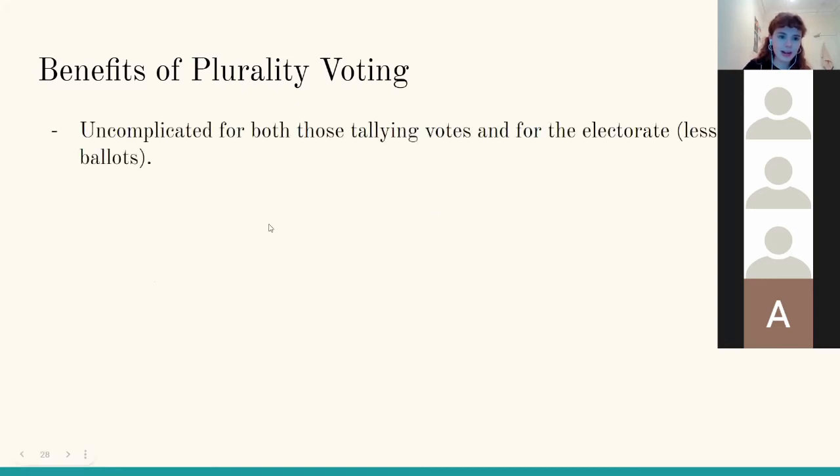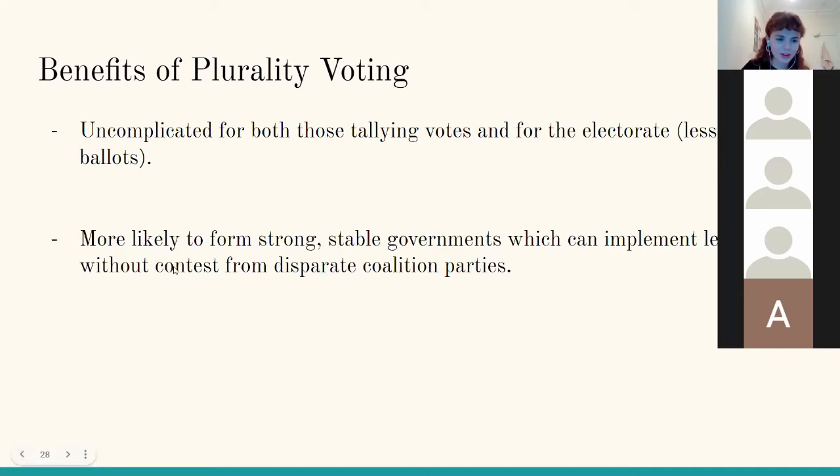Okay, so benefits of plurality voting: it's uncomplicated for both those tallying votes and for the electorate. So you have less dual ballots. Some people get very confused by ranked choice voting, which, especially if it's a new thing, maybe you can understand why that would be confusing. You're more likely to form strong, stable governments which can implement legislation without contest from disparate coalition parties. This is probably the most important benefit and the one that you should remember if you're trying to do a debate about it. The examples that you use for this, again, are places like Italy that just end up having a lot of problems and bureaucracy around just trying to form stable governments.